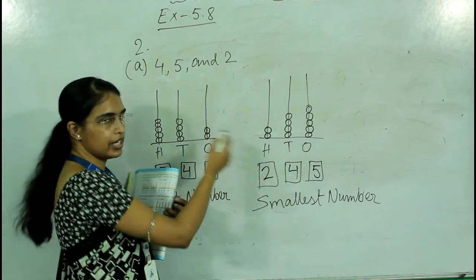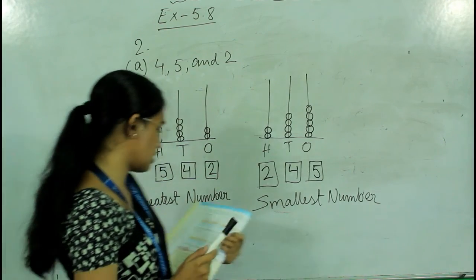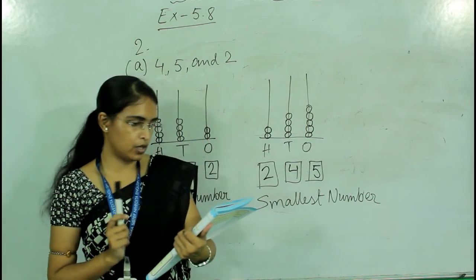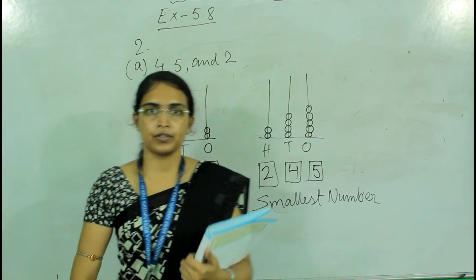Okay, so it's very easy. In this way, you have to do the rest of the sums, that is question number 2, B, C and D. These 3 sums. Okay, thank you.